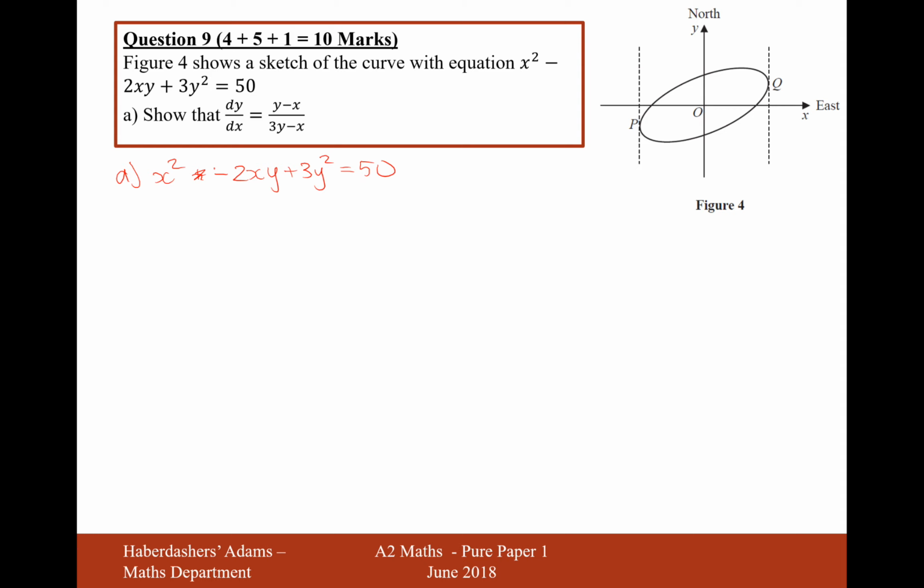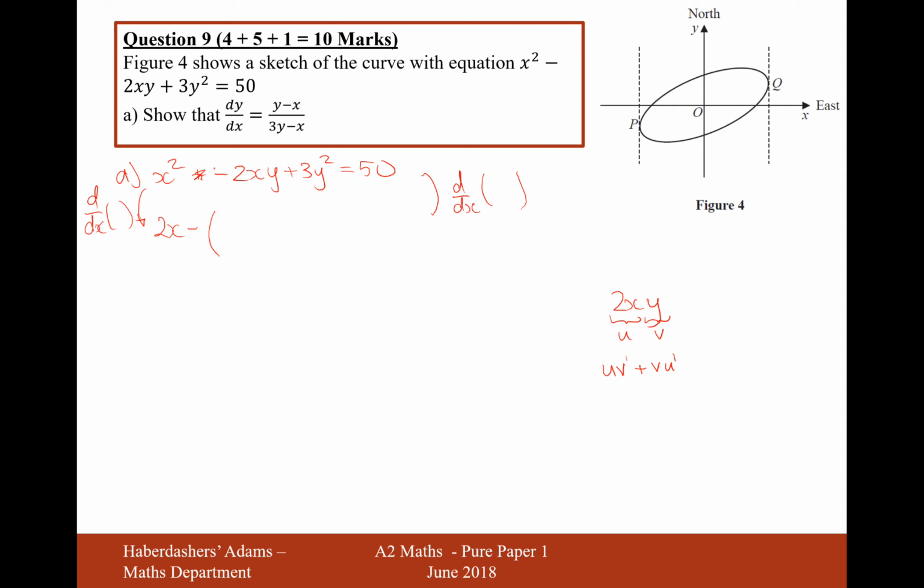Okay, so a bit of implicit differentiation now. We're differentiating with respect to x on both sides of the equation. So x squared becomes 2x. Now 2xy, we're going to think of this as the product rule. We've got 2x as the u value and y as the v value. The product rule says it's u times the differential of v plus v times the differential of u.